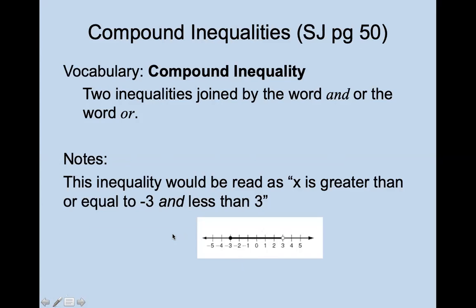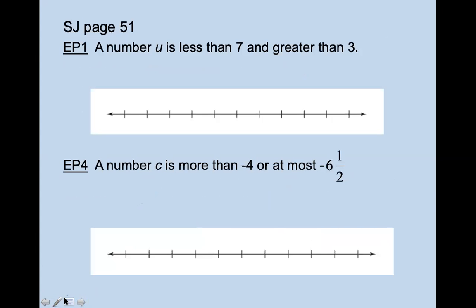All right, so after you get that copied down in your notes, let's look at the next slide. So we're going to jump right into some extra practice problems. So the first one is asking me, and this is extra practice number 1 on page 51, to represent an inequality that is a number u that is less than 7 and greater than 3. So I'm going to put the numbers 3 and 7 on my number line.